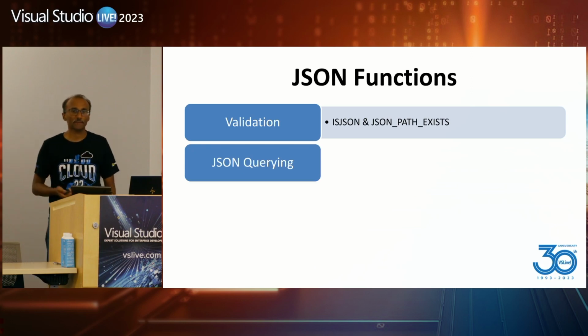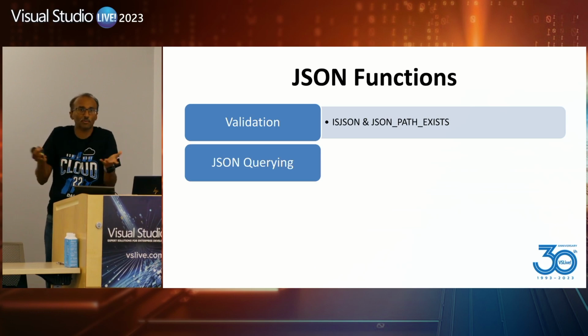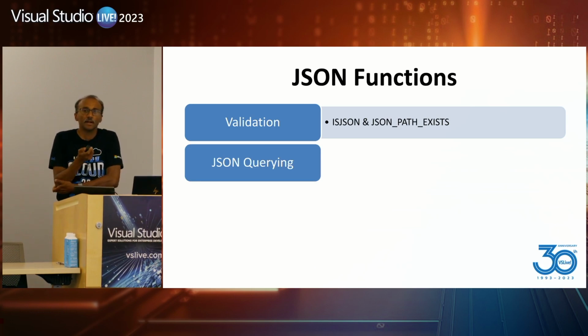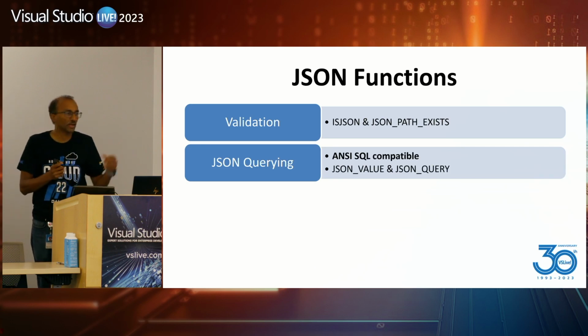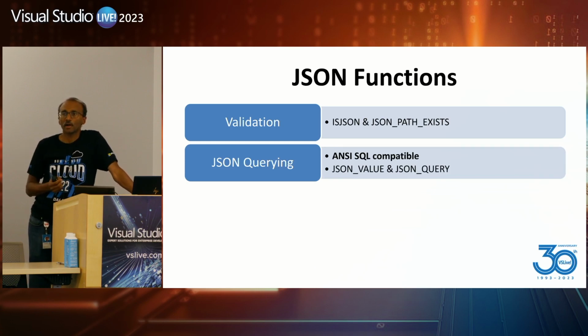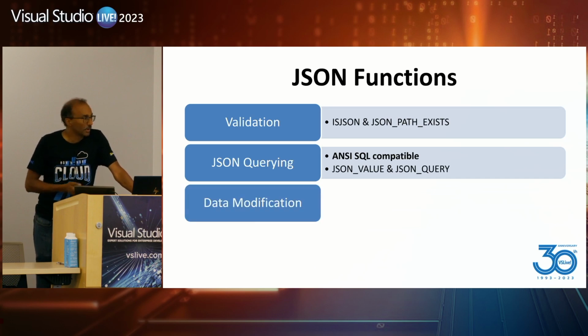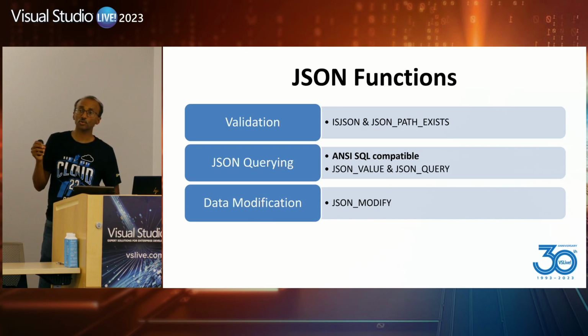The other one is querying. Once you put the data in the database, you want to be able to query it efficiently, and here there are some functions available. This is again from the standard, so we implement the same functions. These are functions you would use to get individual properties out of a JSON document. We'll look at these examples in a bit. And then there is a function to modify the JSON document, like the name implies.